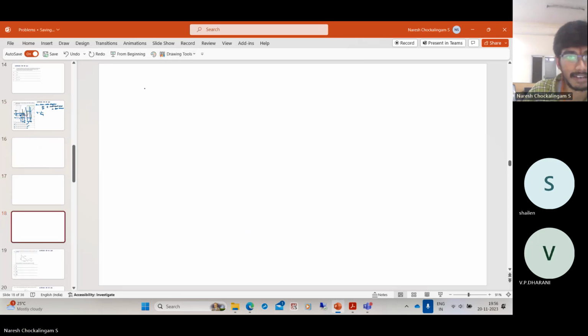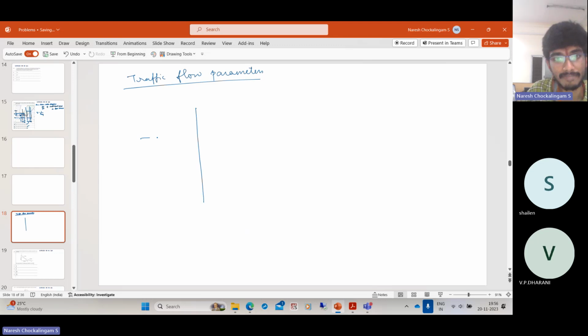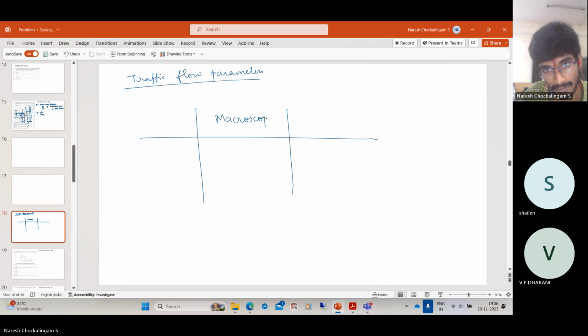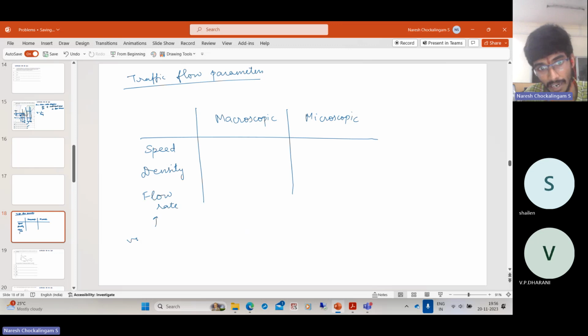So we saw there are three important things. And remember this matrix always: you have macroscopic characteristics and you have microscopic characteristics. The three fundamental properties are speed, density, and flow rate. Flow rate is measured in vehicles per hour. Speed is in meters per second or whatever. Density is the number of vehicles in a given stretch of the road, something like vehicles per kilometer.